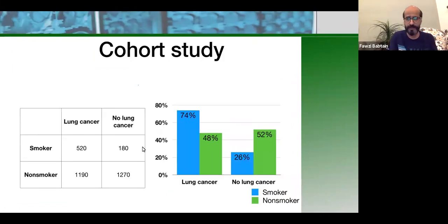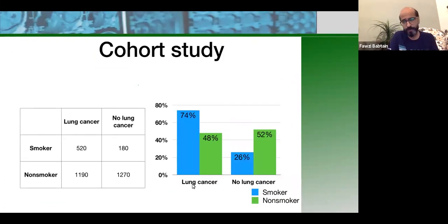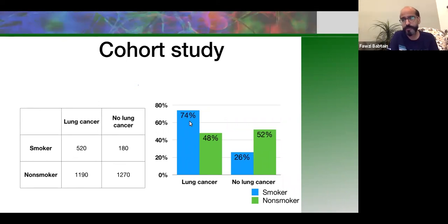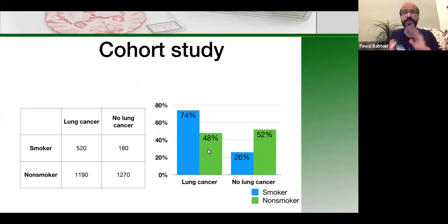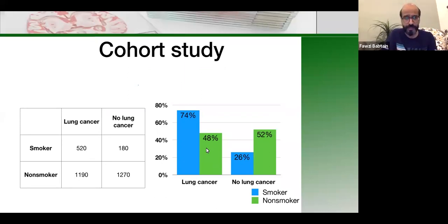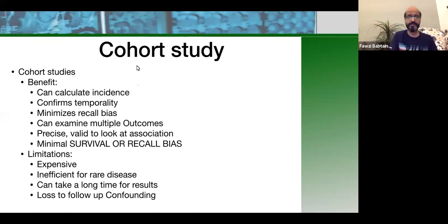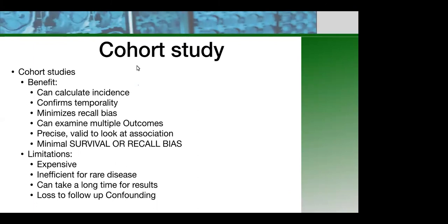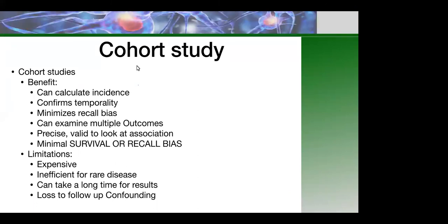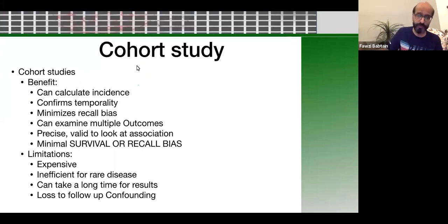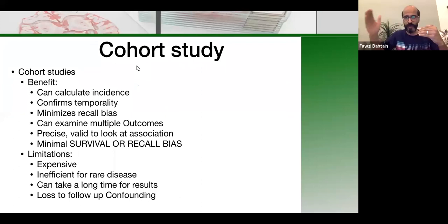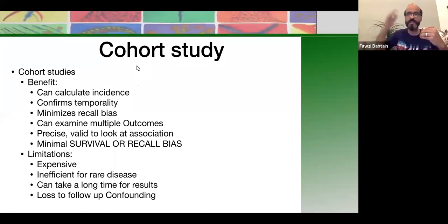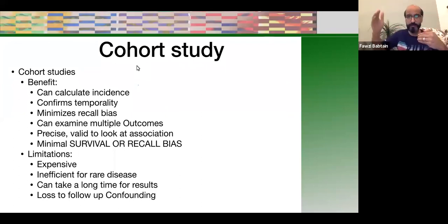And here are the numbers, again, 2 by 2. If you look at bronchogenic carcinoma, it looks like a larger proportion of them smoke compared to those who didn't smoke. It seems like there is an association, and you can only tell by statistical analysis. So cohort studies are very good at calculating the incidence and confirming the temporality. What does temporality mean? It means exposure will lead to outcome. So this is really cause and effect. If you're exposed and you have the outcome, yes, this is cause and effect.